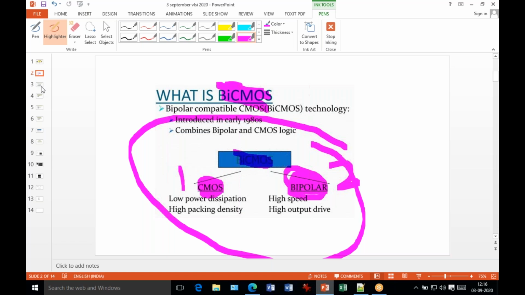So already I discussed that BiCMOS is a combination of bipolar and CMOS. The bipolar is this transistor, NPN or PNP, and a CMOS. BiCMOS is a combination of these two. CMOS transistors, maybe NPN or PNP, you require two types of device to complete the circuit.